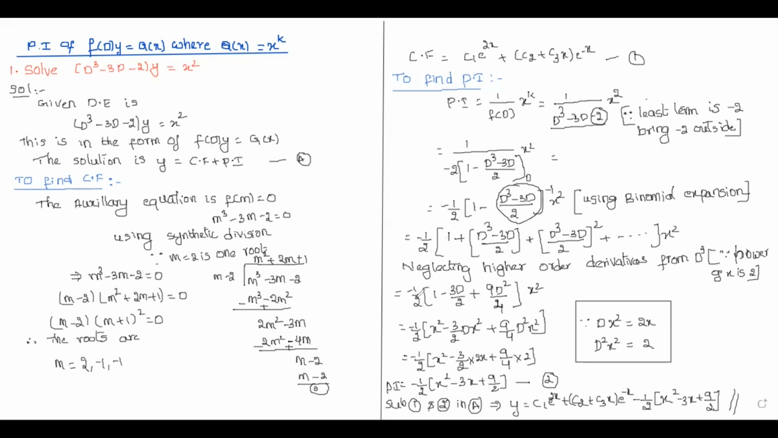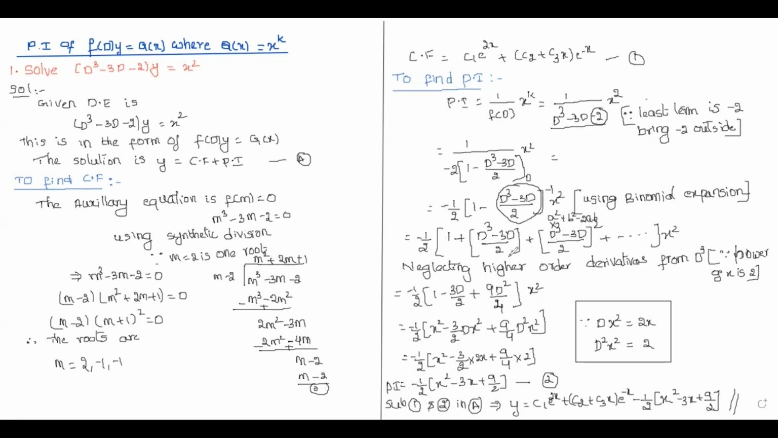So it is equal to minus 1 by 2, 1. So here d cube by 2 will not come because it is a higher order derivative. So minus 3d by 2 plus, if we expand this whole square, it will be a square plus b square plus 2ab. A square will be equal to d power 5, which is not eligible to take. Next, b square, (minus 3d by 2) whole square, will be 9d square by 4, which we can take. Then 2ab also becomes d power 4, which should not be taken.